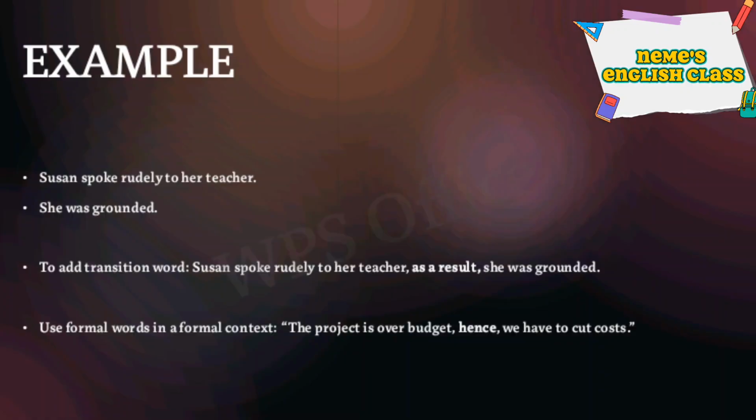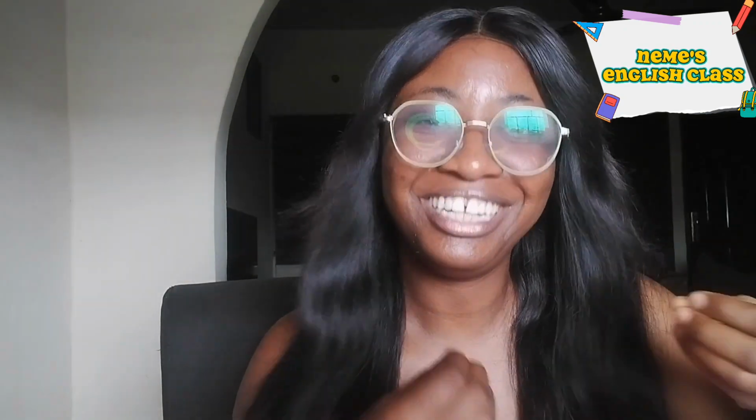Now let's look at an example. Susan spoke rudely to her teacher. That's a sentence. She was grounded. Now to add transition words to this sentence, you could say: Susan spoke rudely to her teacher. As a result, she was grounded. You can see the use of transition words in this sentence makes the sentence easier to understand, makes it smoother, and makes you sound intelligent.